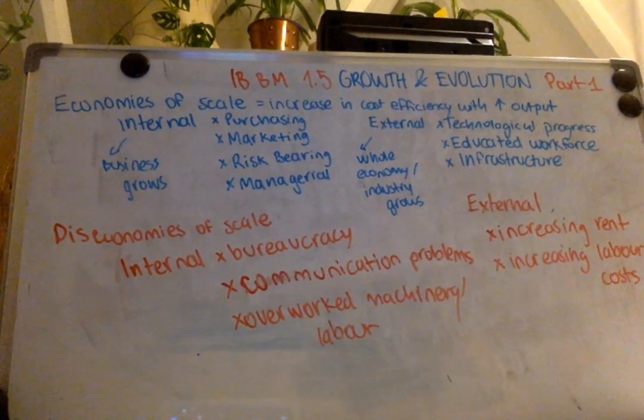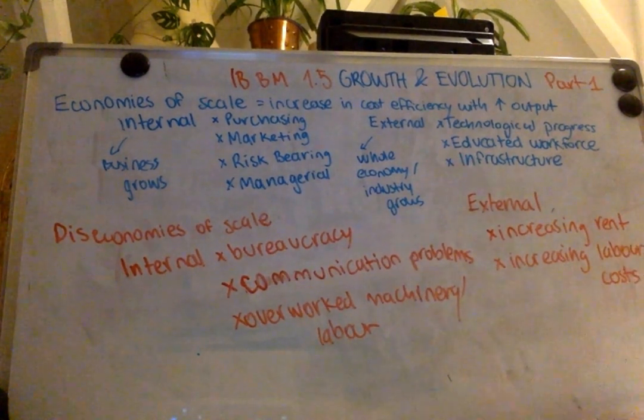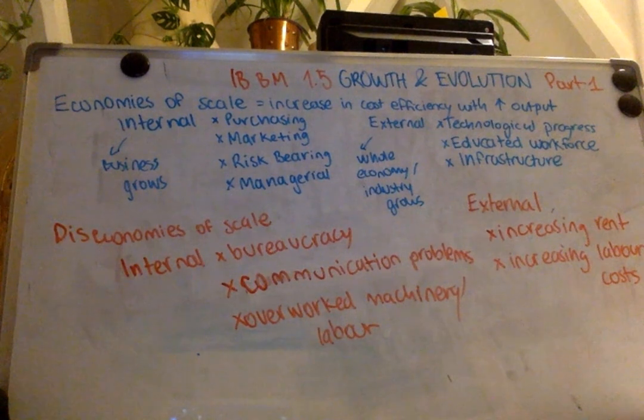We have risk bearing. Risk bearing means that you diversify your product portfolio. You sell different things, and because of that, the risk is distributed between the products. If one product fails, the other product might not. And then we have managerial. You can purchase or hire experienced managers when you're a larger business because you can afford it, and that's going to further better your business and lower costs in the long run.